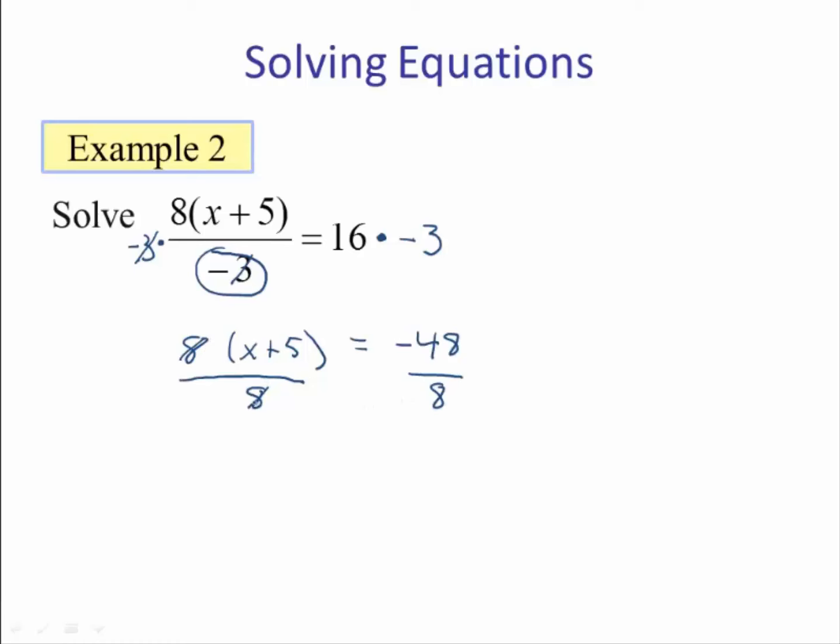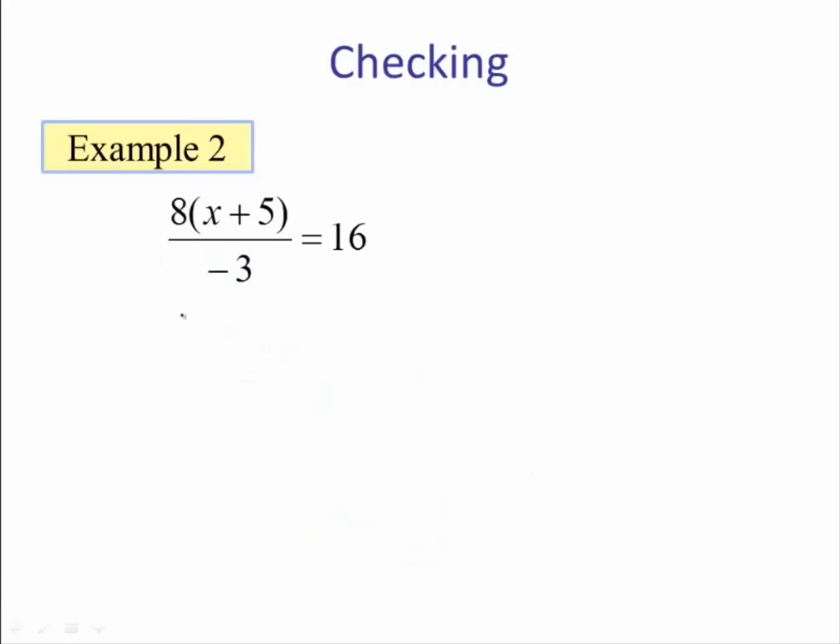So the 8's cancel. Negative 48 divided by 8 is negative 6. And lastly, we want to subtract 5. And that leaves us with x is equal to negative 11. To check it, we're going to take negative 11, substitute it in for x. And what we hope is the left hand side will equal the right hand side, 16.